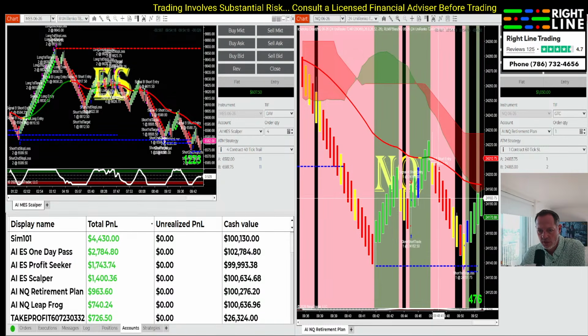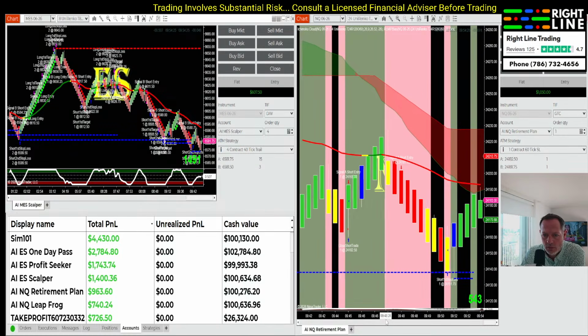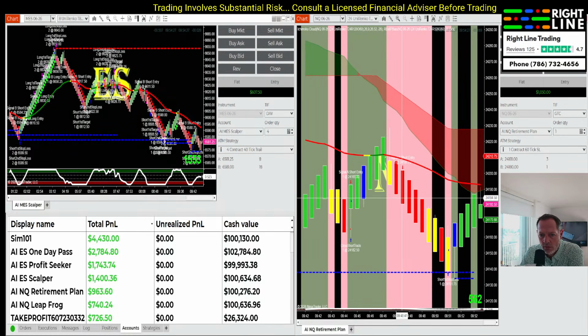Retirement plan made a little bit of cash on that one. Looks like it entered a short trade somewhere around 81. Closed it around 51. About a 30 point move.